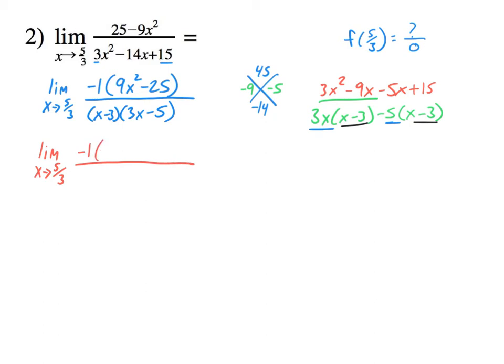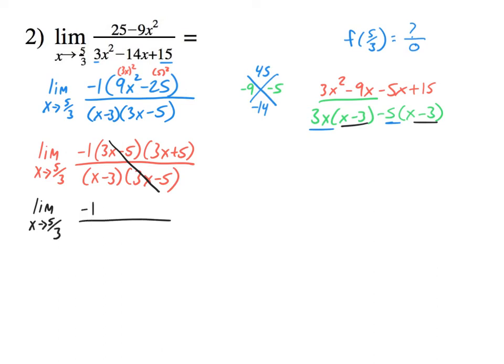The top is a difference of squares. Hopefully you notice that's 3x squared, and this right here is 5 squared. So the difference of squares factors as 3x minus 5, 3x plus 5, and the bottom is still x minus 3, 3x minus 5. Now what I notice here is, looks like these disappear. That leaves me a new limit. A lot of work here, you'll be okay. The top is now -1 times 3x plus 5, and the bottom is x minus 3.